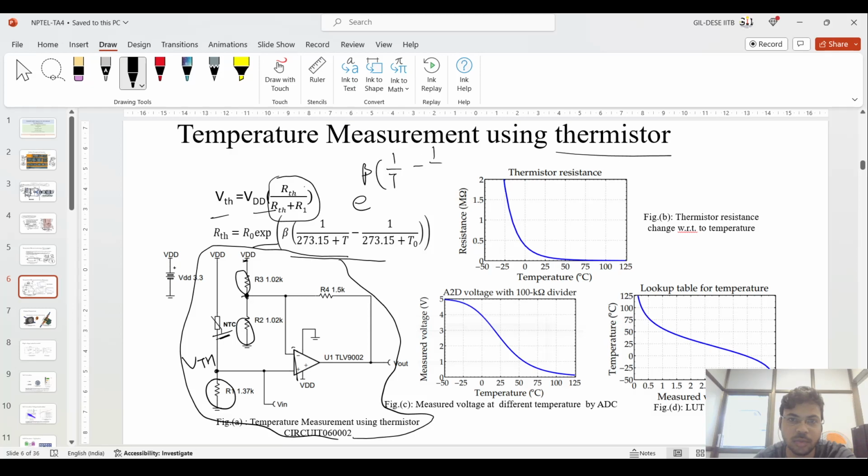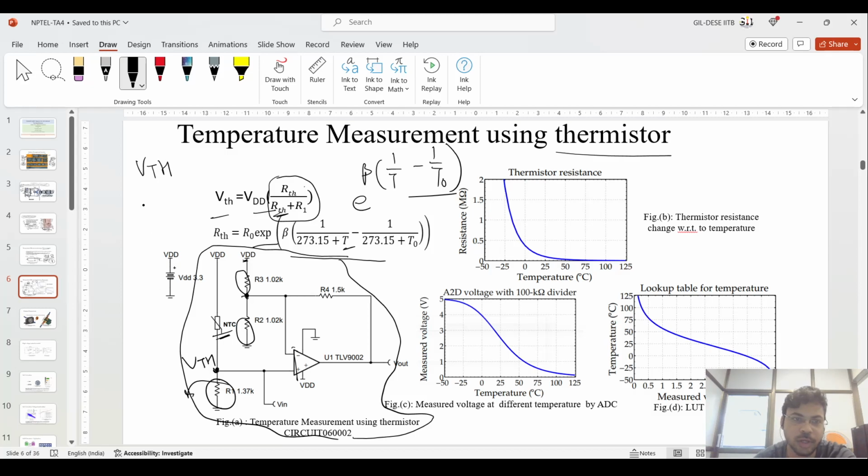That is, RTH is equal to R naught e to the power beta times (1 by T minus 1 by T naught). Okay, so by measuring this VTH, you can calculate this RTH. From that RTH you can calculate this temperature.